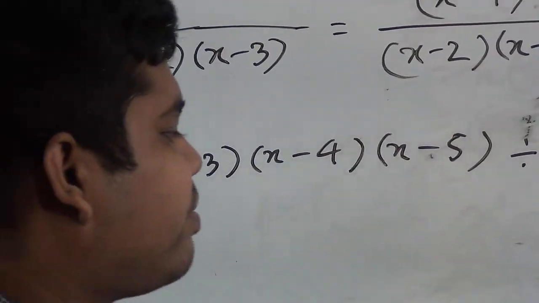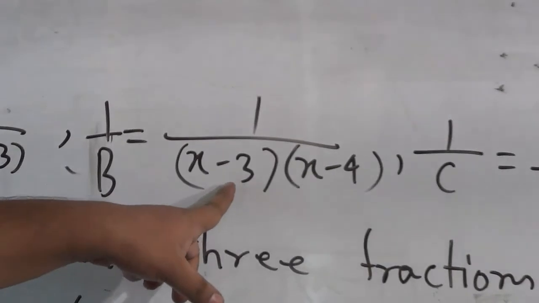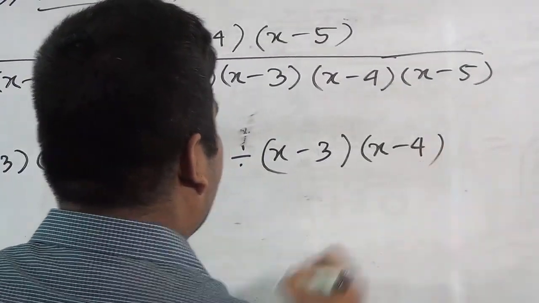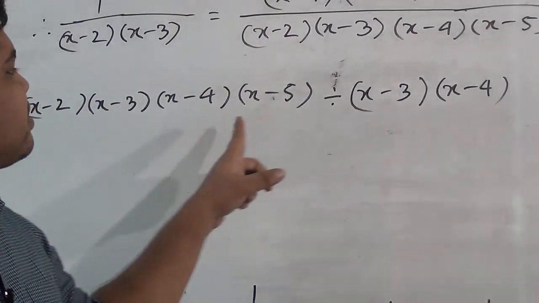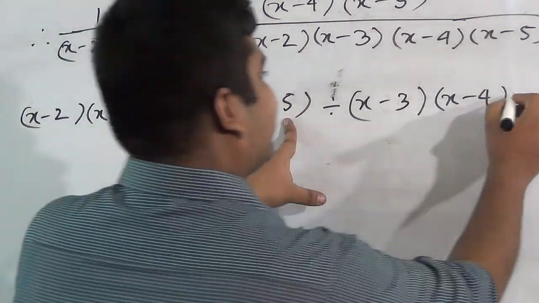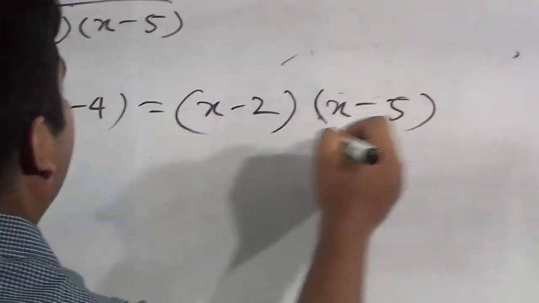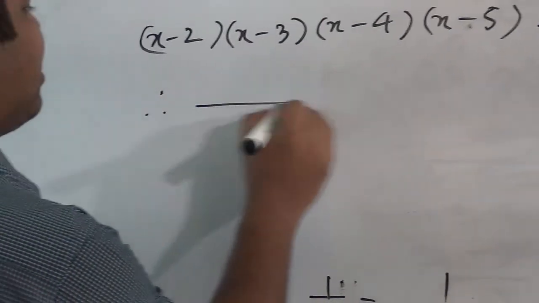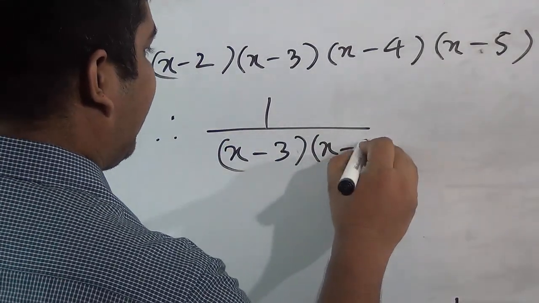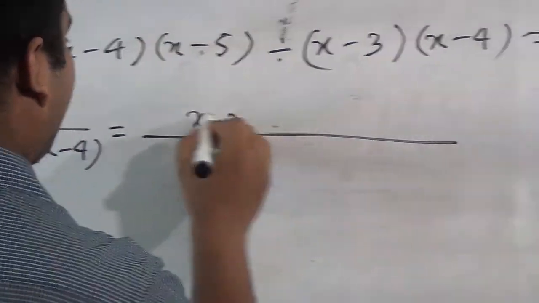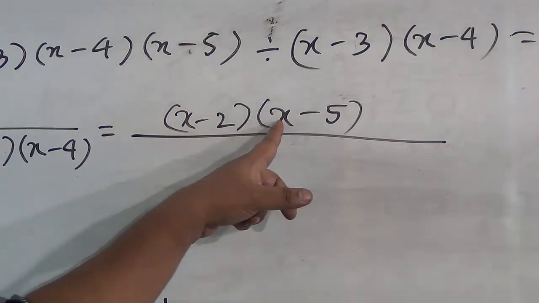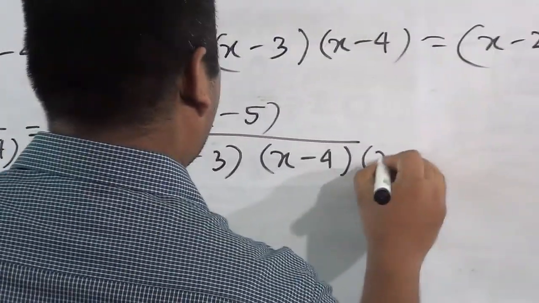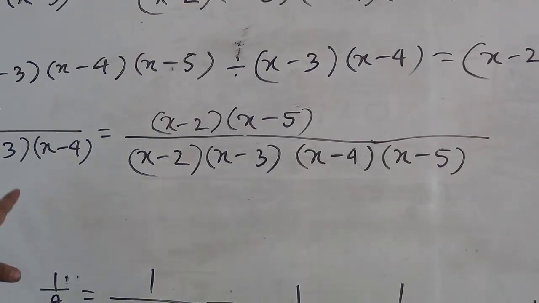We divide this LCM by the denominator of the second fraction. Here the second fraction is 1 by x minus 3 into x minus 4, so the denominator is x minus 3 into x minus 4. Here you notice if we divide, x minus 3 cuts, x minus 4 cuts, and x minus 2 and x minus 5 are left. This x minus 2 and x minus 5 are multiplied with the numerator and denominator of the second fraction. First we write the second fraction 1 by x minus 3 into x minus 4. Then if we multiply x minus 2 and x minus 5 with 1, we get x minus 2 into x minus 5, and over x minus 2, x minus 3, x minus 4 and x minus 5. I hope you have understood. This is the second fraction.